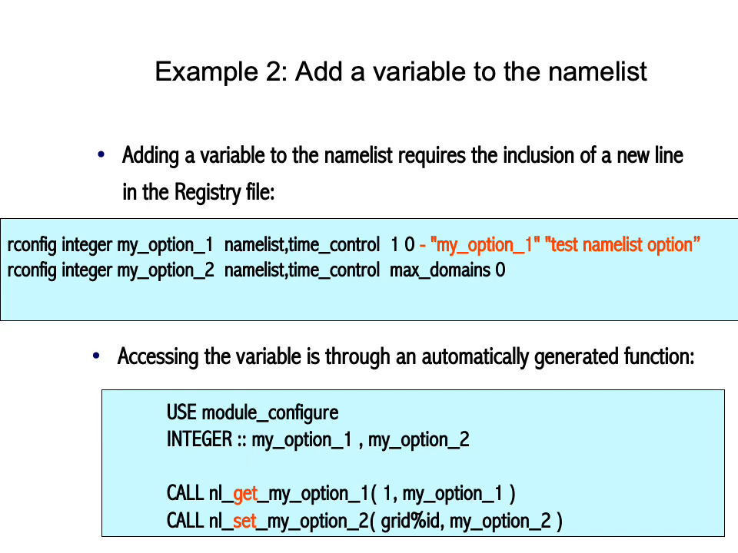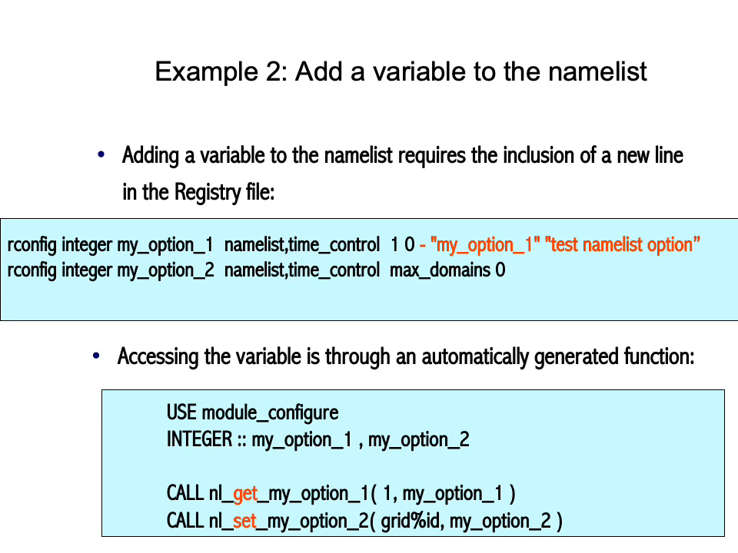For my_option_1, the subroutine call, if I wanted to get the value, would be call nl for namelist, get or set, and if I want to retrieve it, it would be get, and then underscore the name of the namelist option, my_option_1. There are two arguments. The first argument is which domain am I interested in? And for us, it's a single entry, so regardless of what domain we put, we're only going to get the single entry. And then the local name of the variable that I would like it returned as.